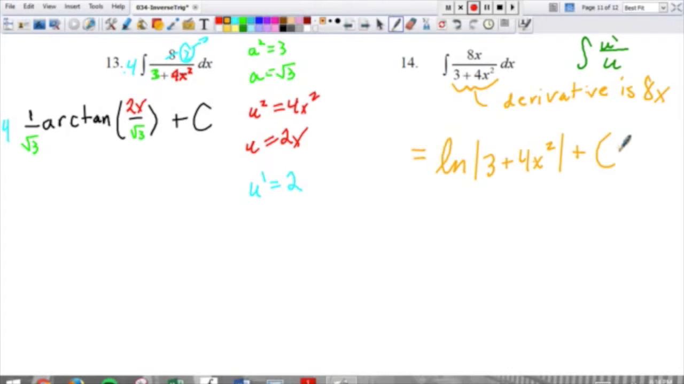Now, if you're a BC student, I do want you thinking about this. Is 3 plus 4x squared always positive? Yes.